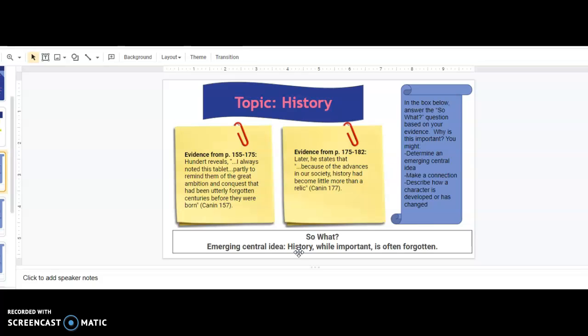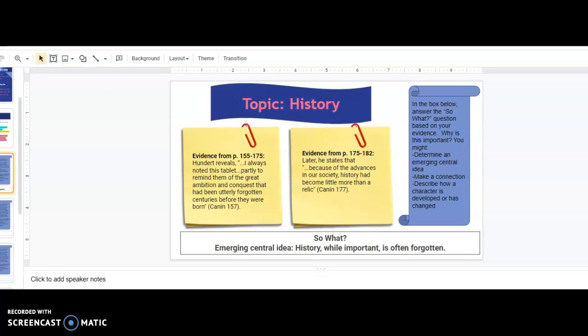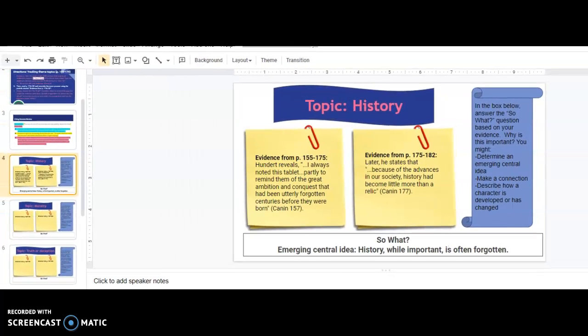It's the message the author wants you to walk away from the text thinking about. So obviously my topic is history, so I would expect to see that word in your central idea. So I feel like through Huntert's character, the author is trying to say that history, while important, is often forgotten, which definitely applies to the later part of this text, which we'll get to. Okay, if you struggle with central ideas, though, again, you can talk about characterization or make some kind of connection.